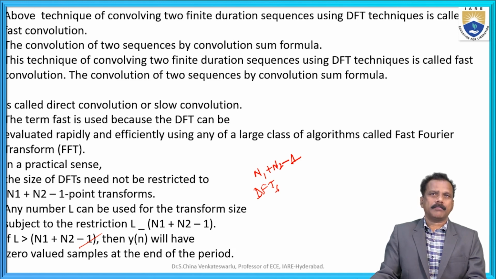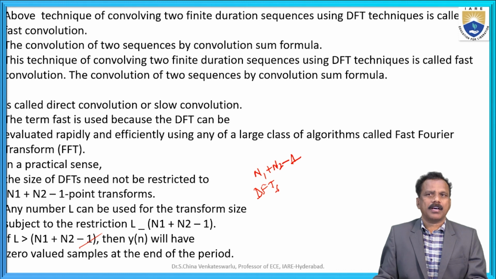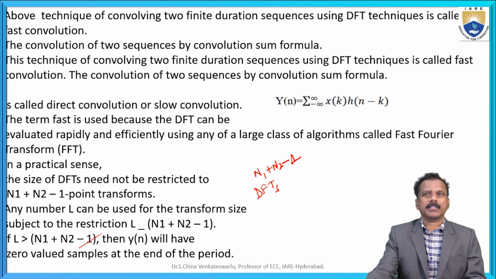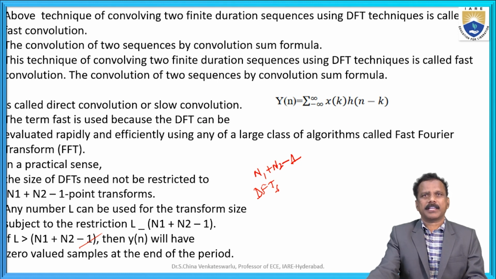Like this, you can analyze the technique of convolving the two finite duration sequences using the DFT technique. Sometimes we require the convolution technique, whether slow convolution or fast convolution, but we will evaluate it rapidly and efficiently using the large class of algorithms called FFT, fast Fourier transform. You can consider that y of n is equal to the summation from minus infinity to plus infinity of x of k into h of n minus k.